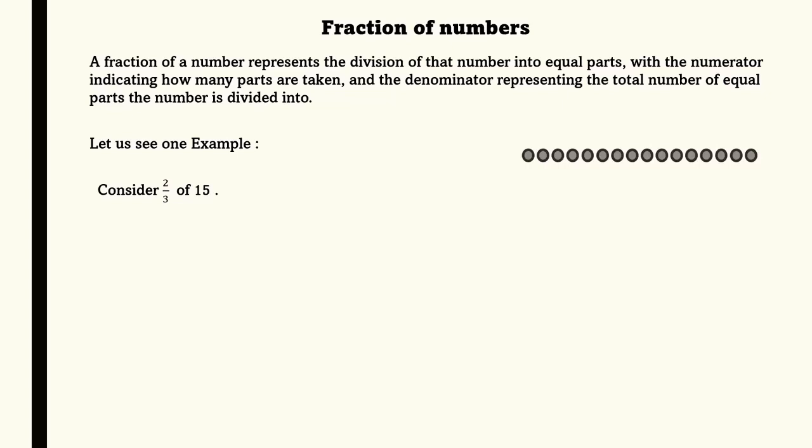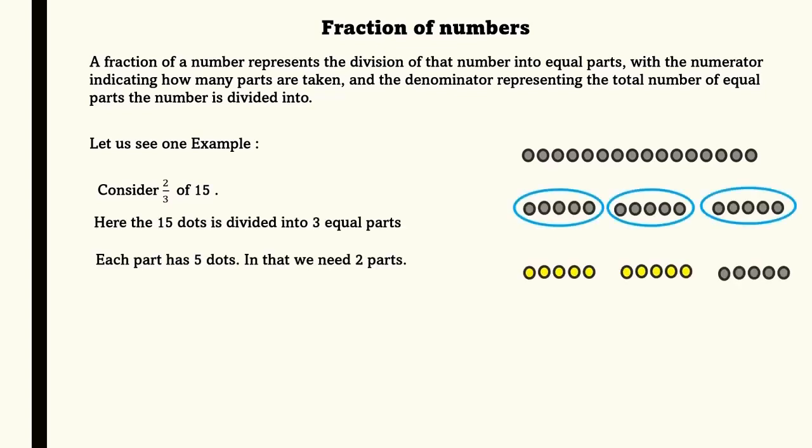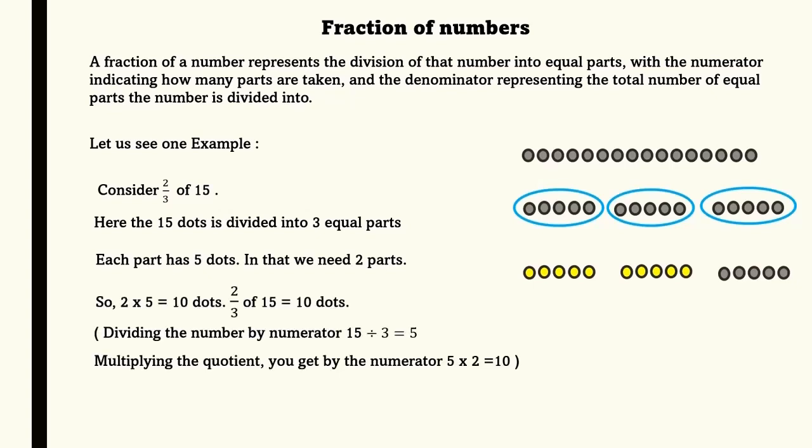As you can see here, there are 15 circles. So let us consider 2 by 3 of 15. How do you find it out? Now we're going to divide these 15 dots equally into 3 groups and each part has 5 dots. Of those, we need only 2 parts. So 2 into 5 is equal to 10 dots. So 2 by 3 of 15 is equal to 10 dots.